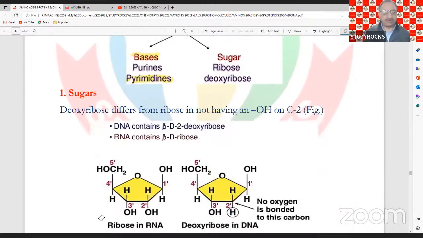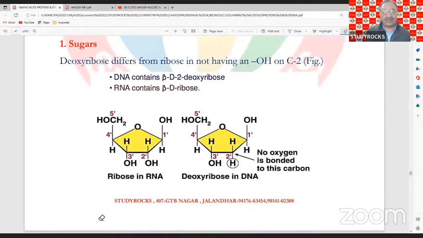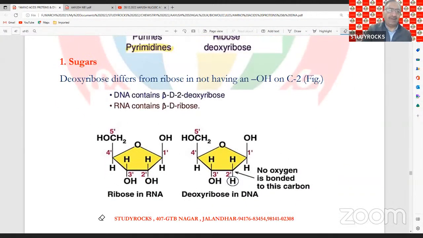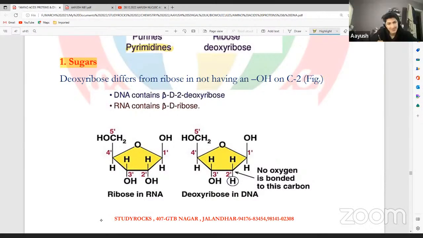Now coming to the sugars. Now this is the sugar. If anybody looks at these formulas, just at first instance, he believes it's too much difficult. But things are rather simple. Now, how simple? Now, let's try to draw them.